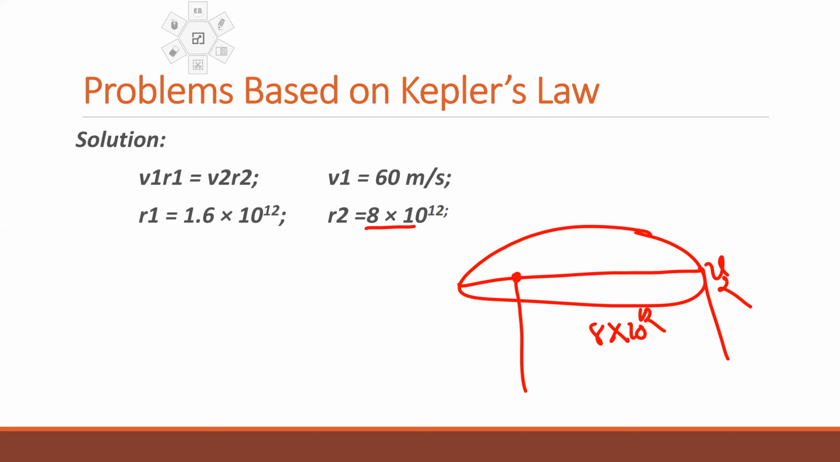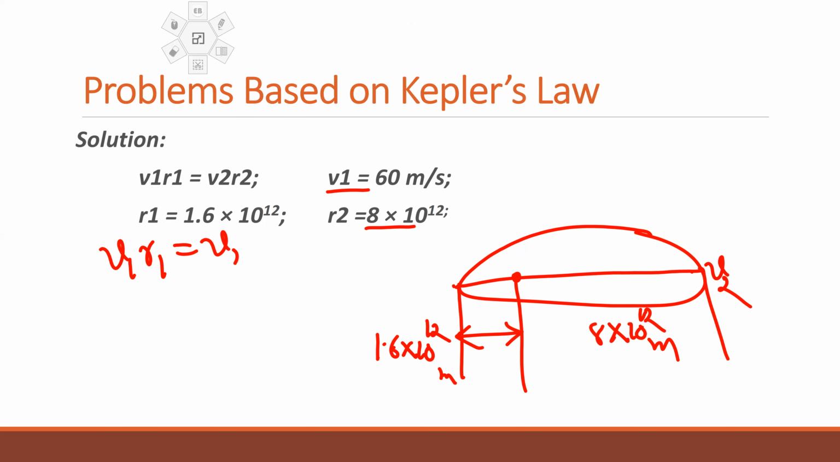And at this point, R1 is given. What is R1 here? 1.6 into 10 to the power of 12, in meters. R2 is also in meters. I know that at this point velocity is more, and at the other point velocity is less. V1 is given, we need to calculate V2. Which formula? V1 into R1 equals V2 into R2. I want to calculate V2, so V2 equals V1 R1 divided by R2. Substitute all the values and then calculate.